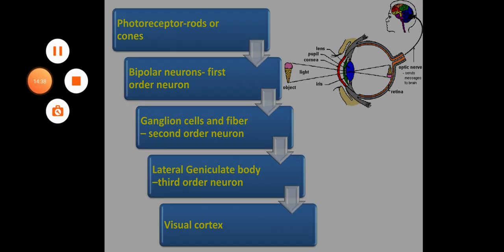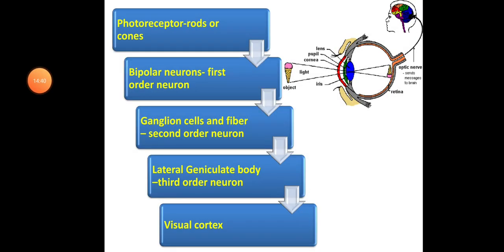How is the image going to form? So simple thing, first the light rays are going to fall on the retina, photoreceptors are going to be activated. The photoreceptors are rods and cones, they receive the information, then it is transported to the bipolar neuron. The bipolar neuron acts as a first order neuron. From the first order neuron, the information goes to the second order neuron, that is the ganglionic cell, and the fiber, that is nothing but the optic nerve.